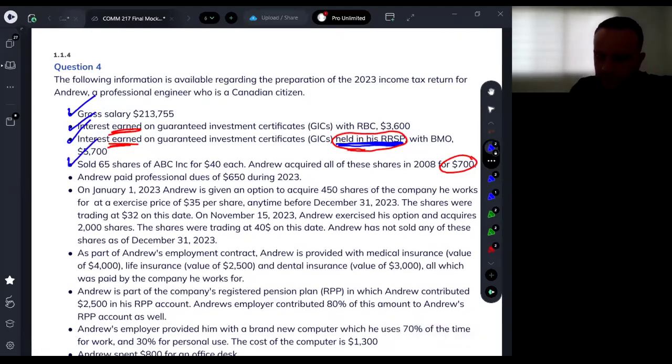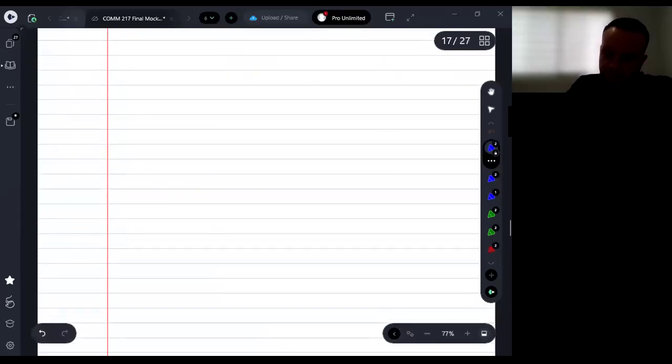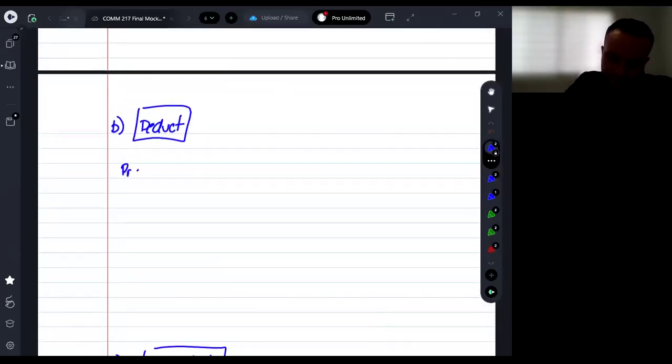Done. Andrew paid professional dues of 650 during 2023. What do we do with that? He paid professional dues. Do we deduct it? We deduct it. Very good. Professional dues of 650.